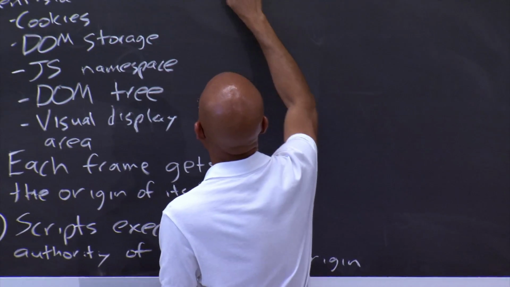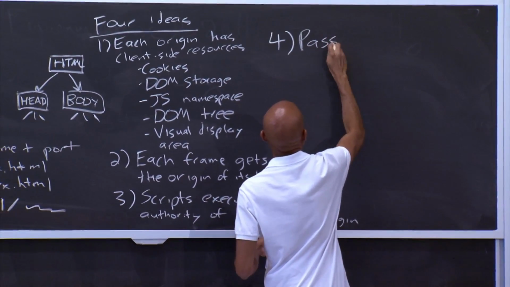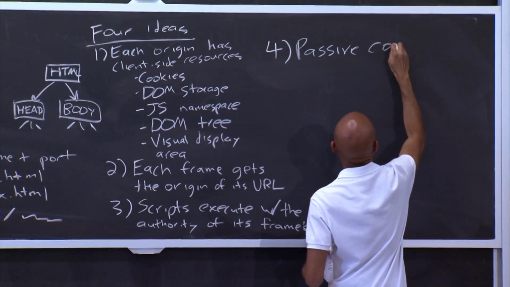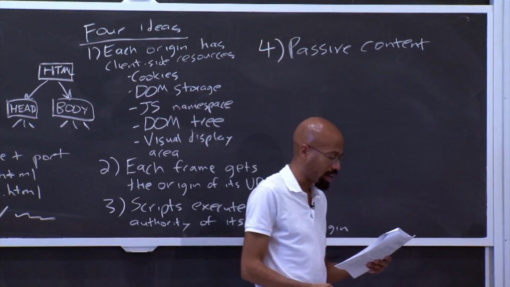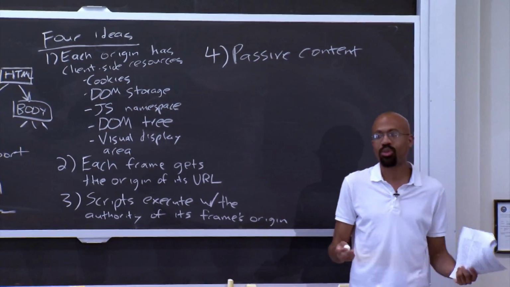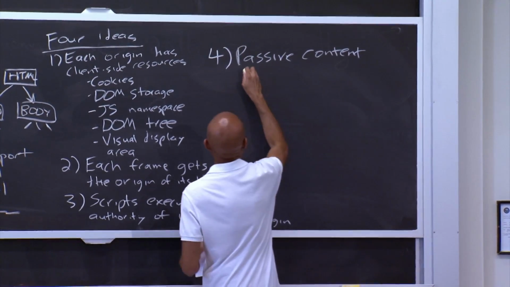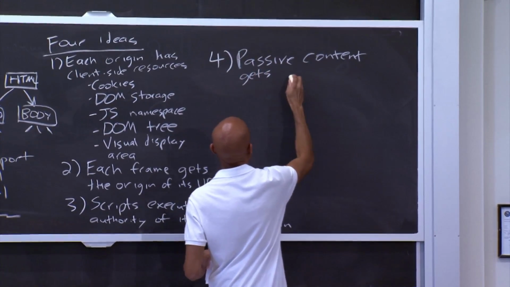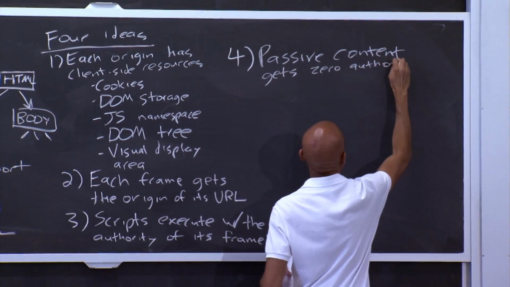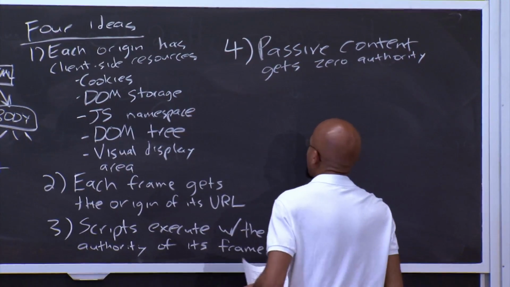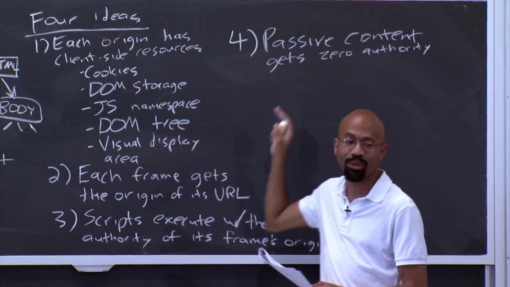And the fourth thing is there's passive content. So by passive content, I mean things like images, for example, right? Or CSS files or things like that. These are things which we don't think of as having executable code. So passive content gets 0 authority from the browser. So that kind of makes sense. We'll see why this fourth thing is a little bit subtle in a second.